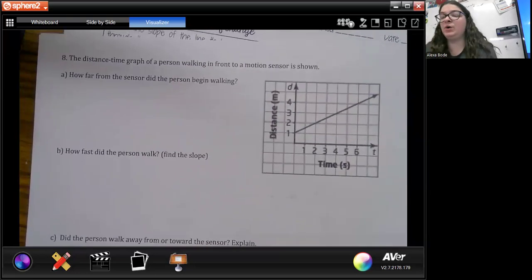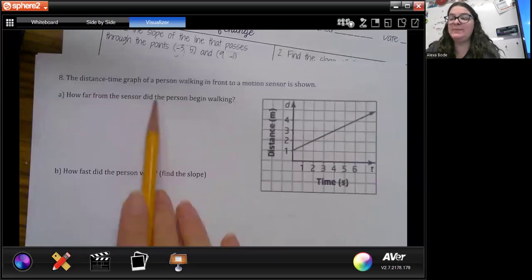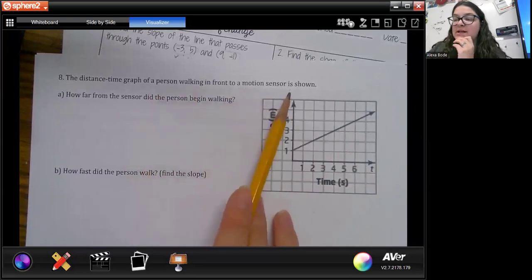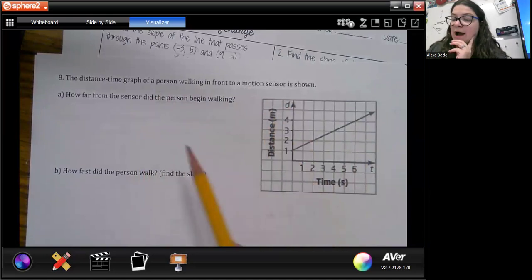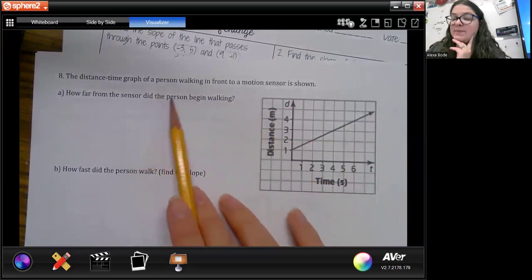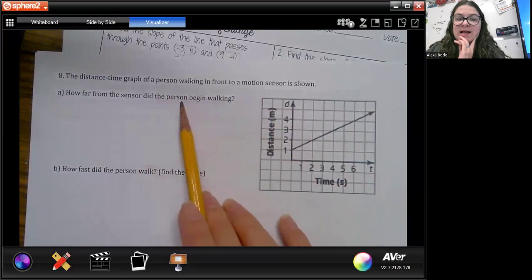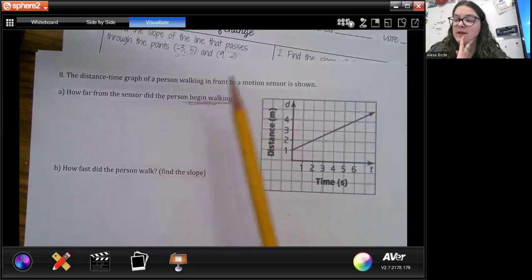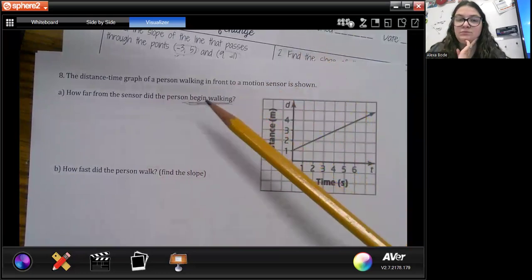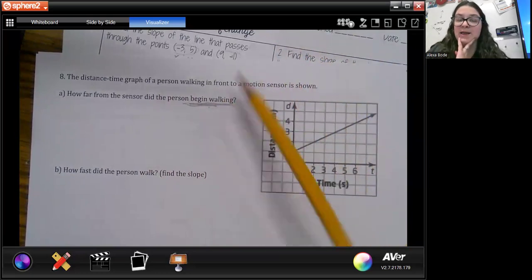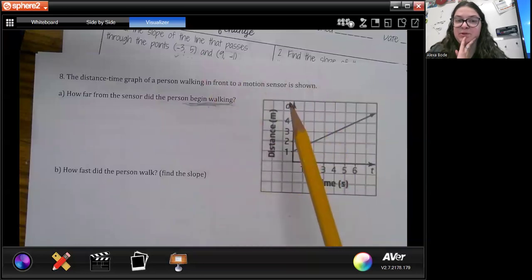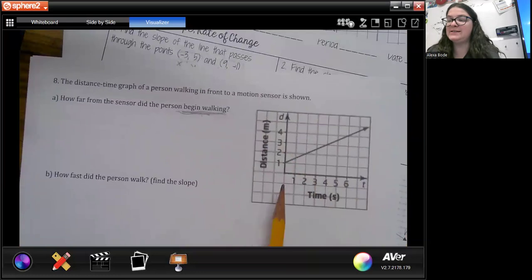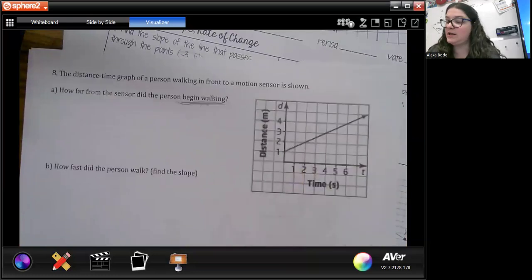So now we have some real world problems. The distance time graph of a person walking in front of a motion sensor is shown. So how far away from the sensor did the person begin walking? So it's asking about where it began walking. If you need to use the blue and pink highlighters to help you with this, please feel free to do so. So it's asking, where did they begin? Where did they start? At 0 seconds, where did they start?